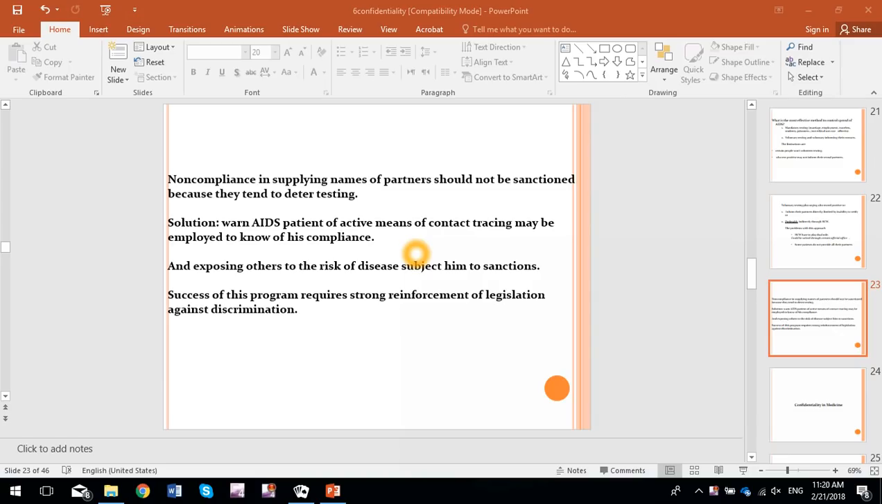Requires strong reinforcement of legislation against discrimination. We don't need the HIV positive patient to be the victim of discrimination against employment, against housing, against schooling, and at the same time, we promote the program of voluntary testing and voluntary informing with warning.